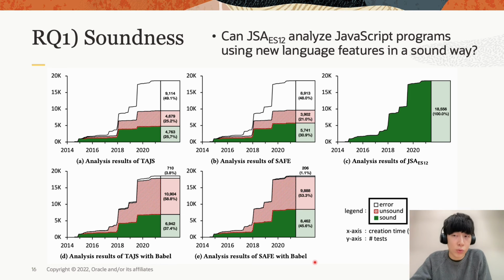In each program, as a result, existing analyzers, TAJS and SAFE, soundly analyzed only about 26 and 31% of programs respectively. Even after the transpilation, they soundly analyzed only about 37 and 46% of programs respectively. However, our derived static analyzer soundly analyzed all the programs even without using JavaScript transpilers.